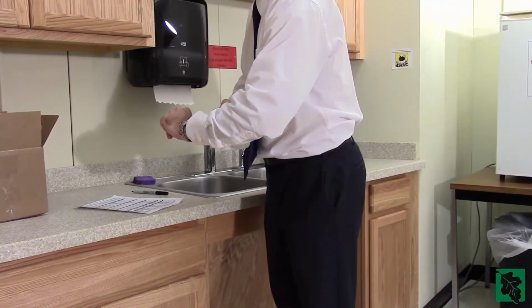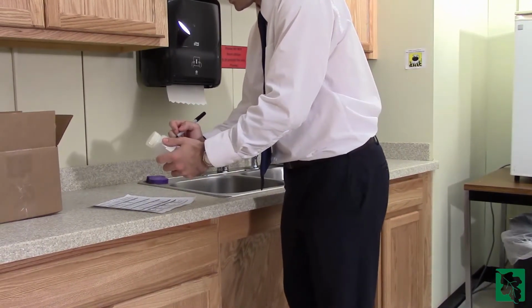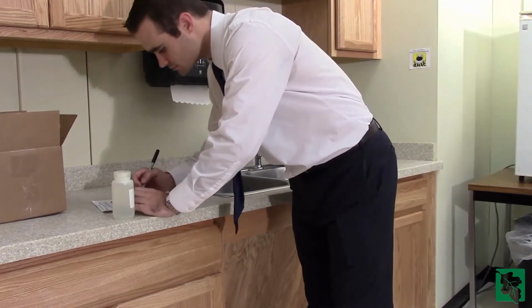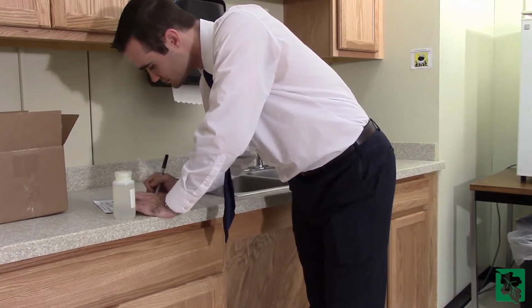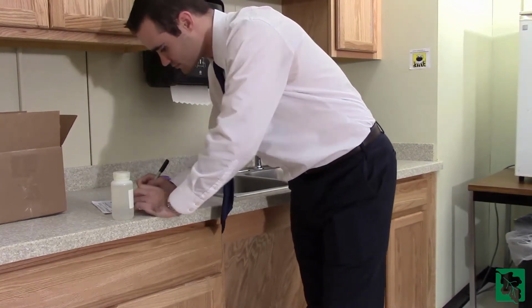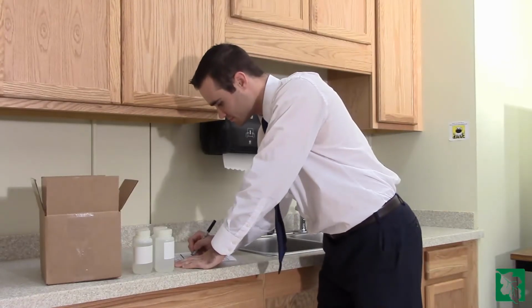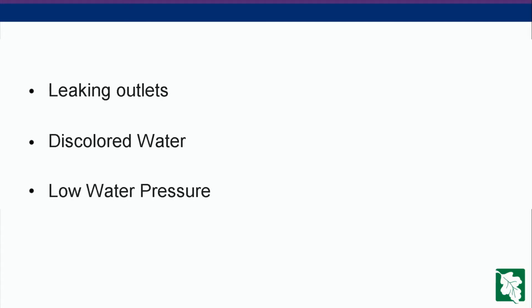Record the time the sample was collected on the sample bottle, as well as on the chain of custody form. Make sure that the information that is on the bottle is the same information that is recorded on the chain of custody form. Print clearly and legibly so that the lab personnel can easily read the sample information. Record any observations that may affect the sample's results, for example, leaking outlets, discolored water, low water pressure, etc.